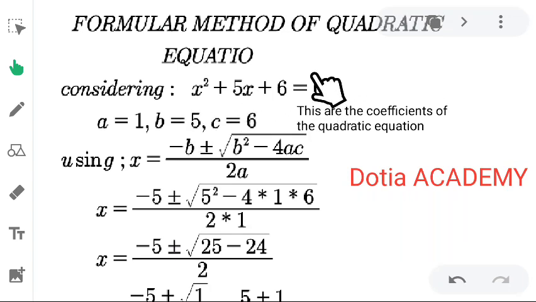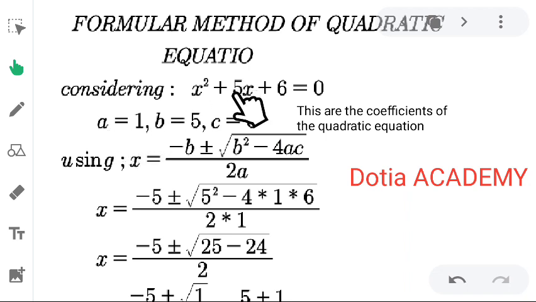In solving the quadratic equation by the formula method, all you have to consider is the coefficients. I said ax squared plus bx plus c earlier on. So a is the coefficient of x squared, b is the coefficient of x, and c is a constant. When you look at this particular quadratic equation, the coefficient of x squared is 1. It's not necessarily written, which is why I say a is equal to 1.